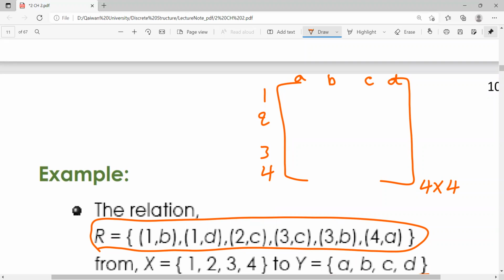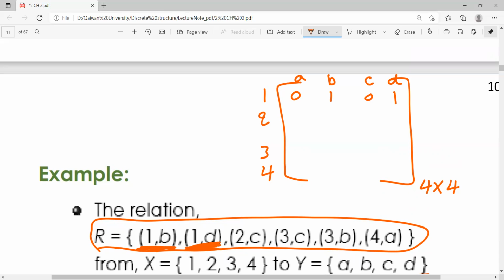Then, do we have 1 and A? No, we have no 1 and A. So you write down 0. How about 1 and B? We have it. That's 1. How about 1 and C? We have no 1 and C in the relation R. So you write down 0. 1 and D, we have it. So you write down 1. And then 2 with A, B, C, D, and so on. Write down them all.